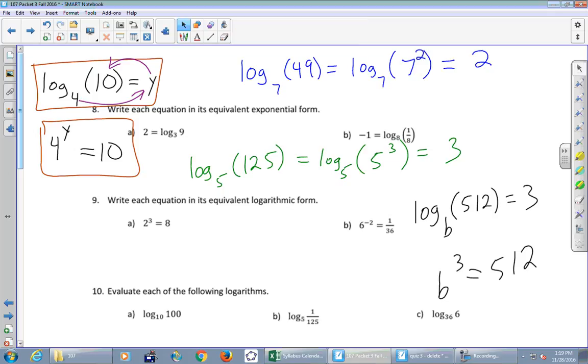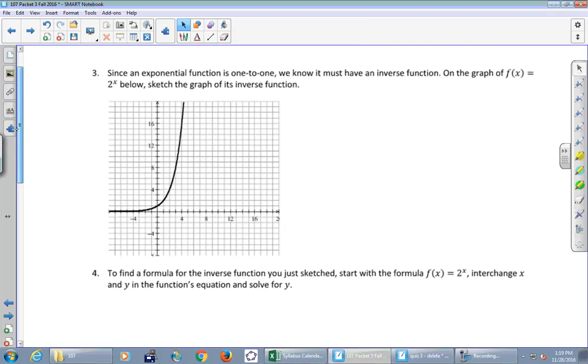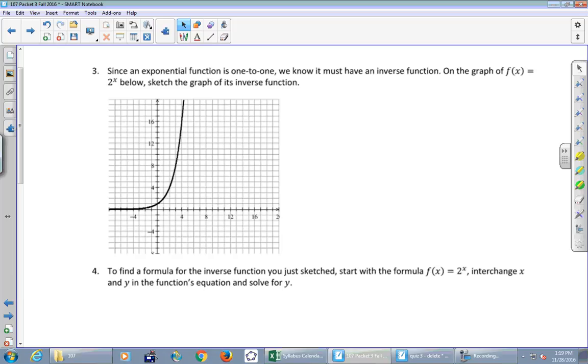Okay, the only other thing I want to say is back here. So go back one page for me. I think we're on page 70 now. So there's the graph of 2 to the x. It's the function we were playing with in the beginning. And I want to know, what does the graph, so this is f of x equals 2 to the x. And what we're going to do is graph the inverse function.